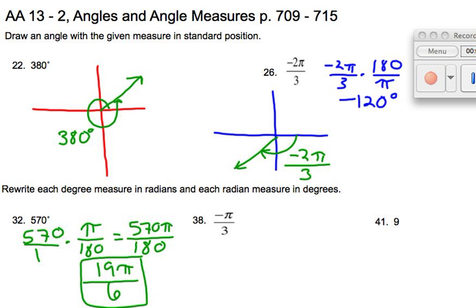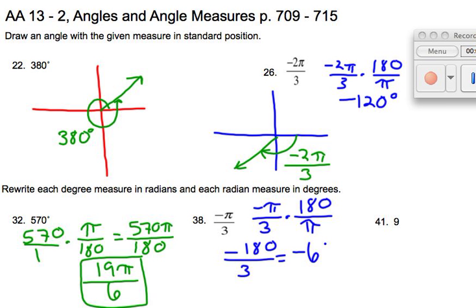Looking at problem 38, I'm taking negative pi over 3, and I'm going to be converting that to degrees. So I take my negative pi over 3. When I convert to degrees, I multiply by 180 over pi. A pi on the top will cancel out a pi on the bottom. So I have a negative 180 over 3. Simplifying up, I get a negative 60 degrees. Don't forget the degree symbol, and don't lose the negative sign.